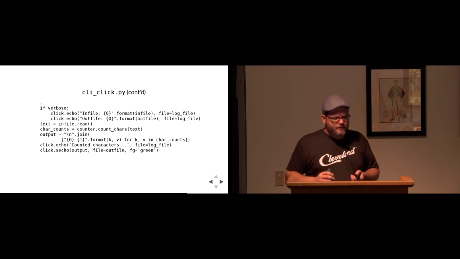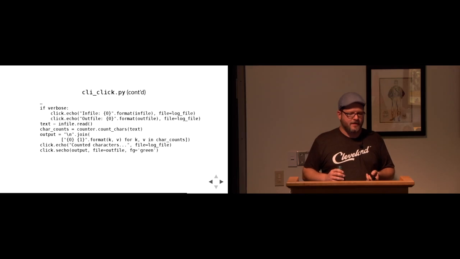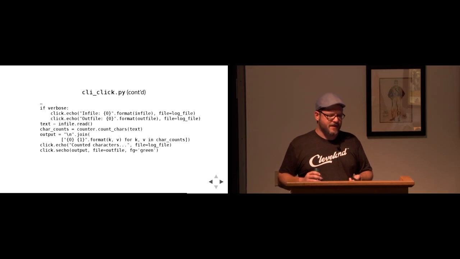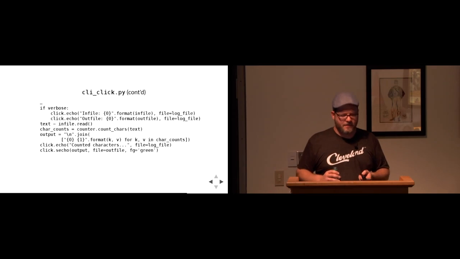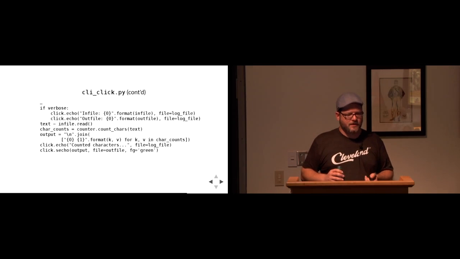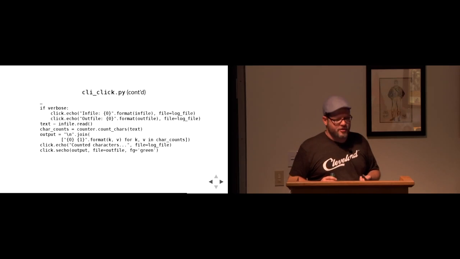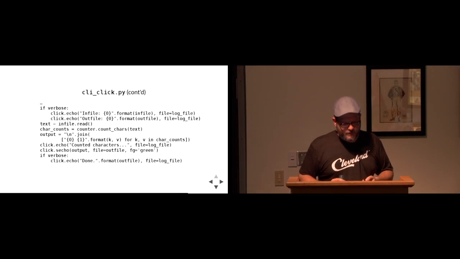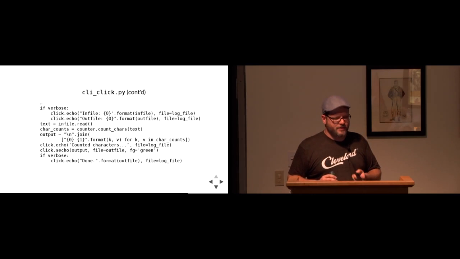And then we're going to output some diagnostic information. So we're going to say we counted the characters. And then we're going to use click's secho, which is styled echo, so we can set the output color to green. So it's going to output with color if it's being output to a terminal. And then if verbose, we're just going to say that we're done.